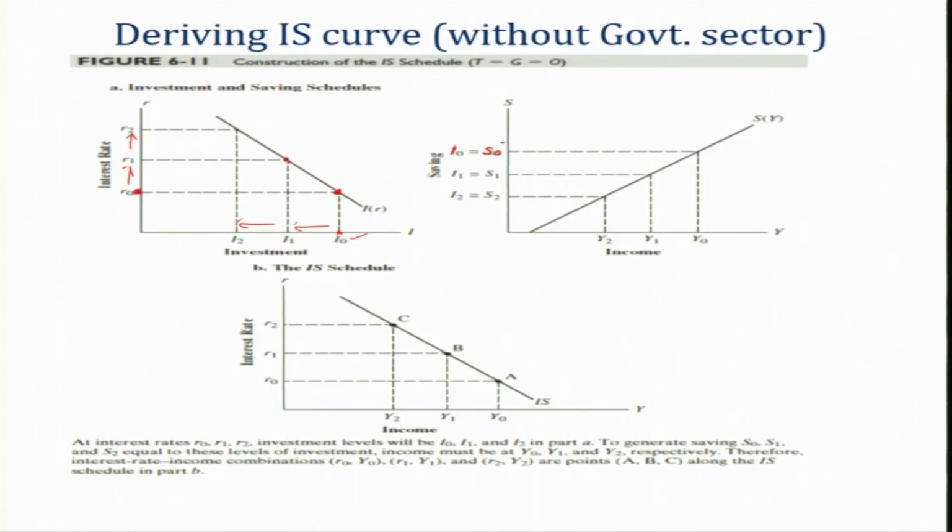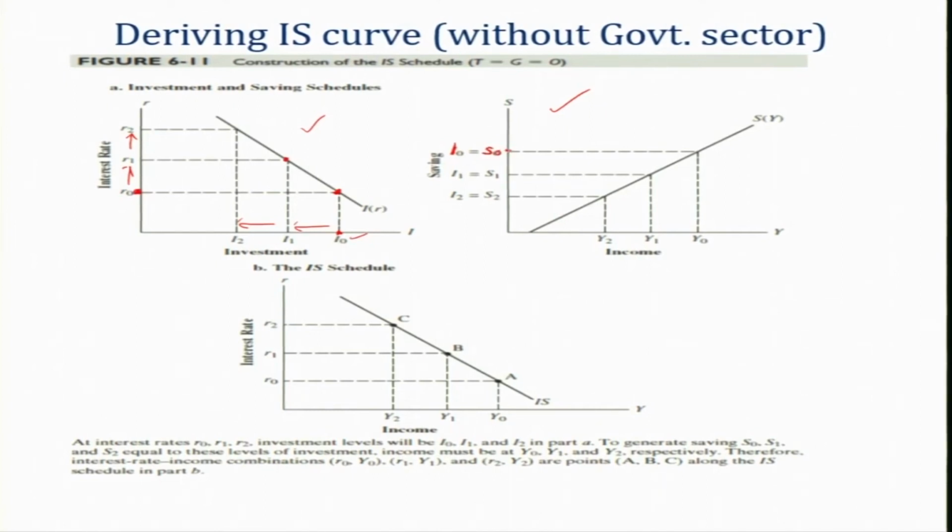So look at the schedule, the second diagram, this one. On the y axis we are putting saving, and on the x axis we are putting Y. We are already familiar that saving is a function of income, there is a positive relationship. So in the first case, when the rate of interest is R naught, you can see that I naught is the investment. So in order to generate this much I naught investment, we need S naught saving.